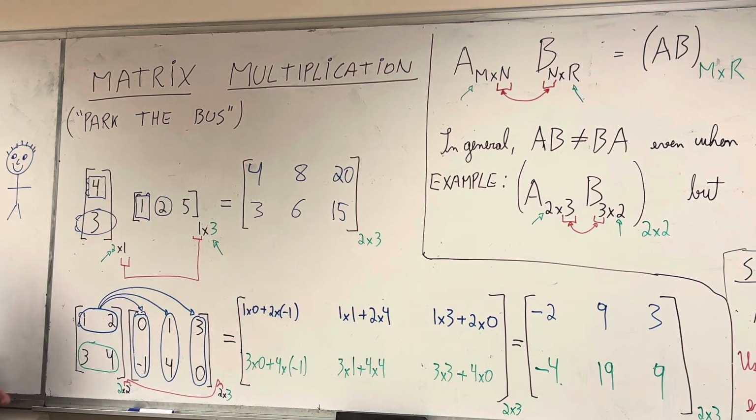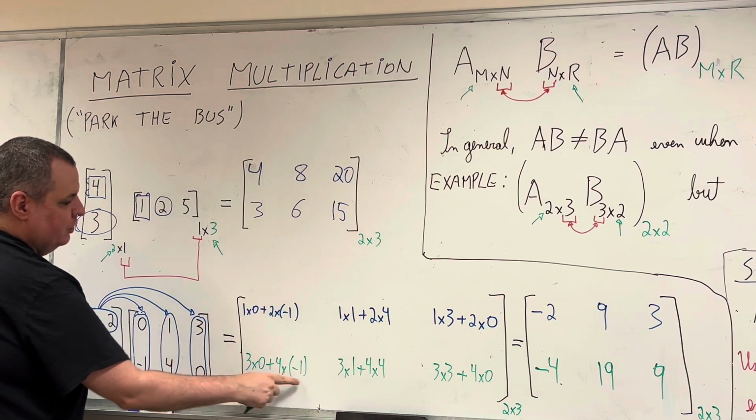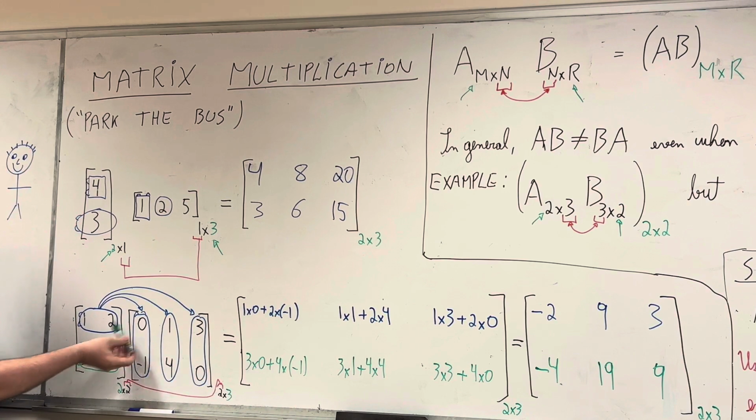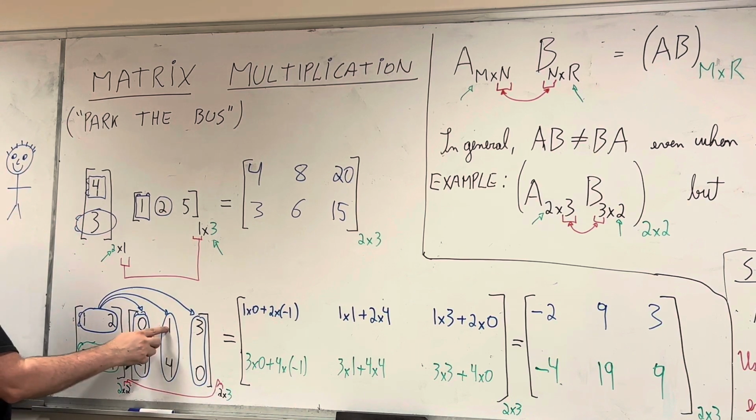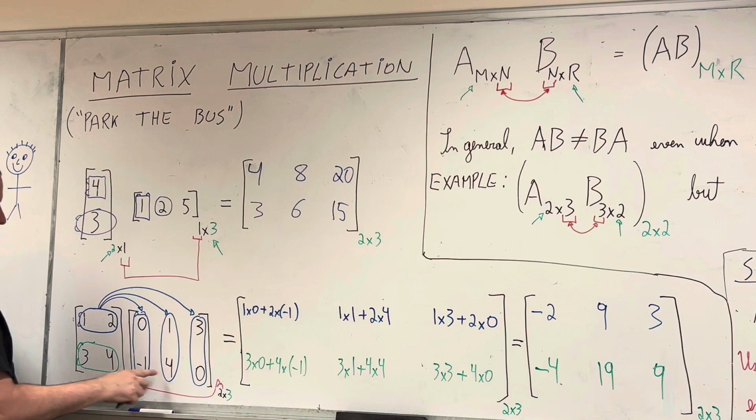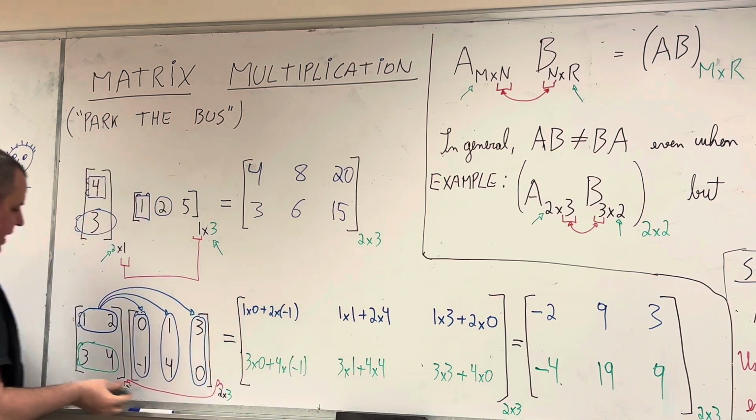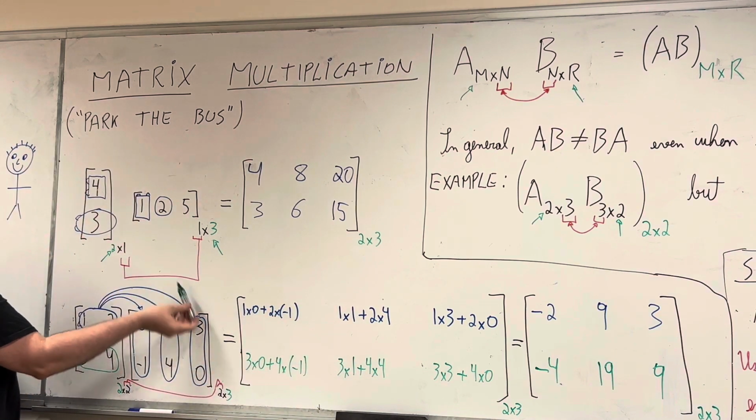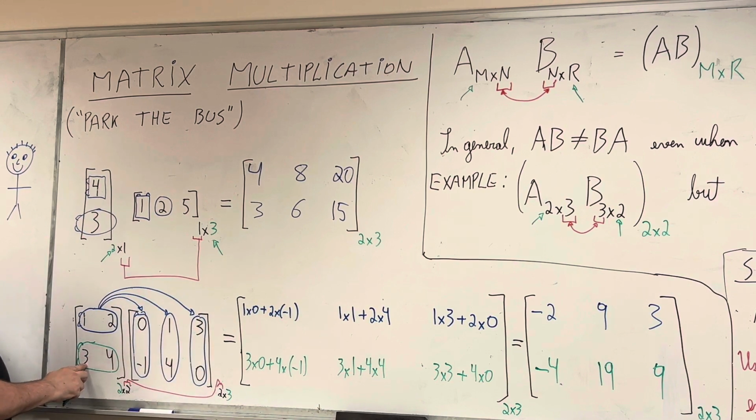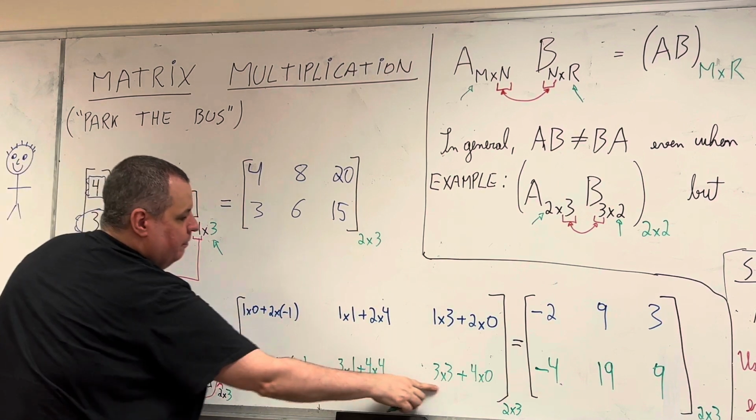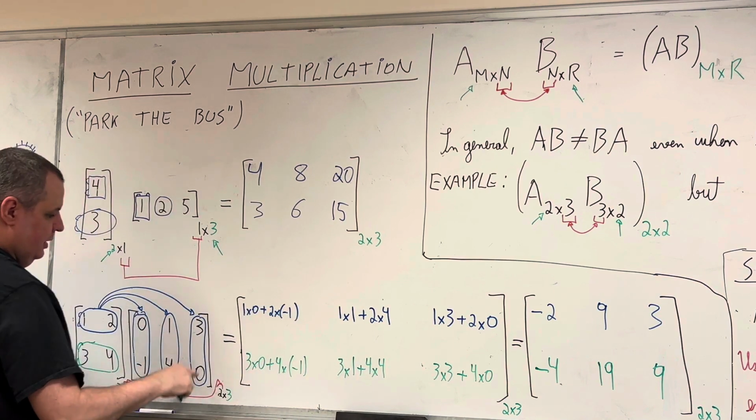The second one, I'm using the green. So I have to use the green bus. So the bus comes and parks here. So it's 3 times 0 plus 4 times minus 1. Then the bus here parks here. 3 times 1 plus 4 times 4. And finally the bus parks here. So 3 times 3 plus 4 times 0.